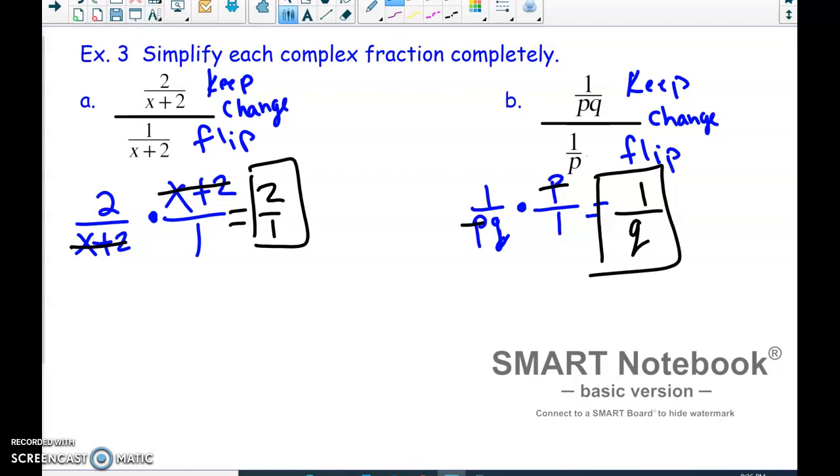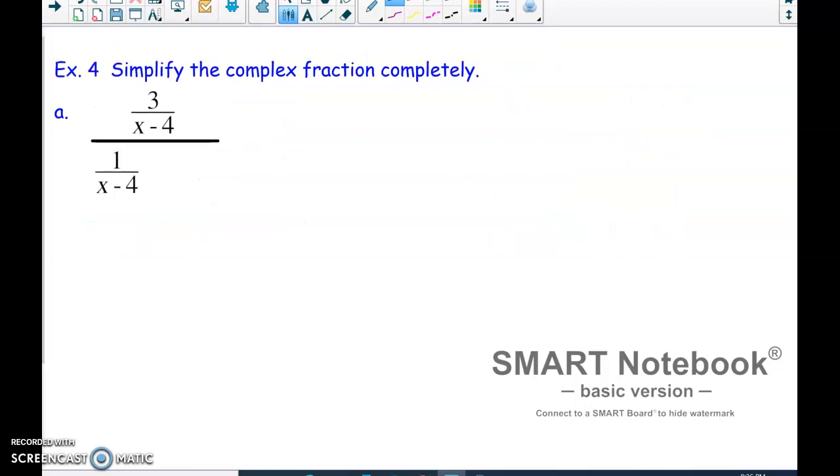All right, let's look at our last example. So again, if you have something to this side, which I think you all do on your handout, just cross that section out. We only want x minus 3 divided by x minus 4, and then divided by 1 over x minus 4 as well.